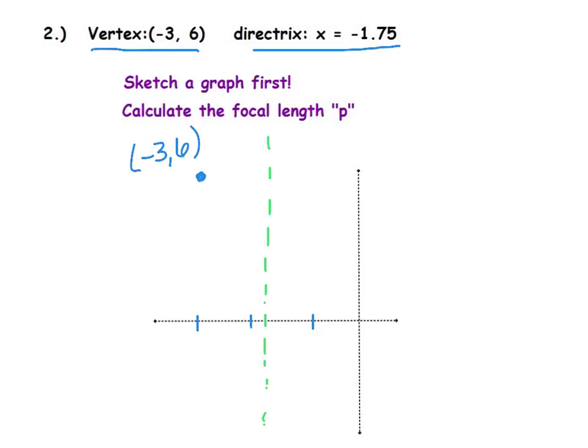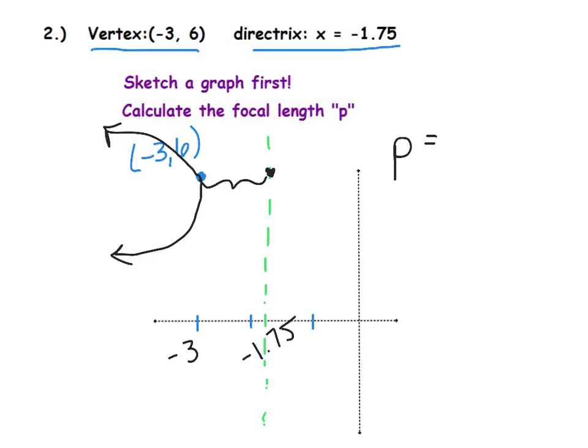Now we know that the parabola never goes through the directrix. So in this case, that means our parabola is going to have to open to the left. Our value for p can be found from this distance from the directrix to the vertex. So that would be the difference of negative 3 and negative 1.25. So our p is going to be the difference between those two. The difference between them is 1.25.